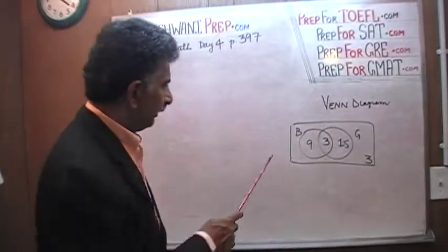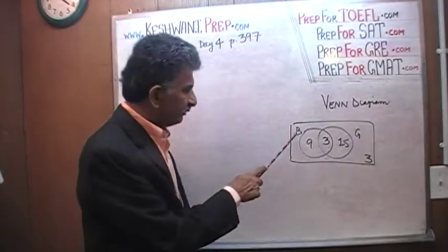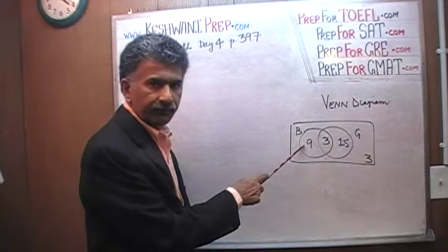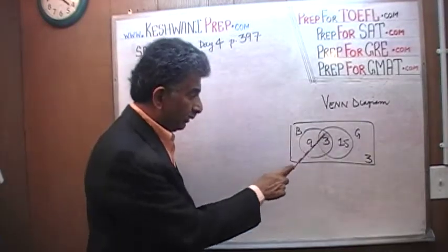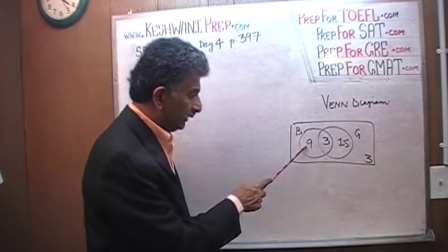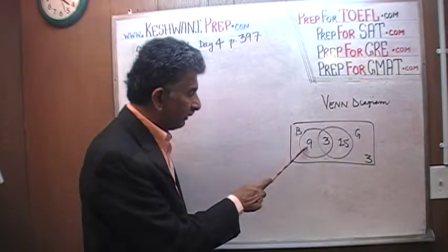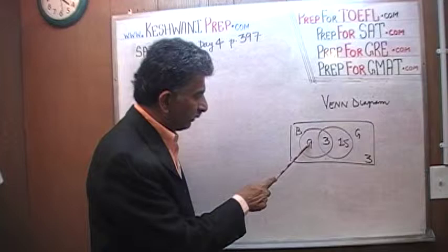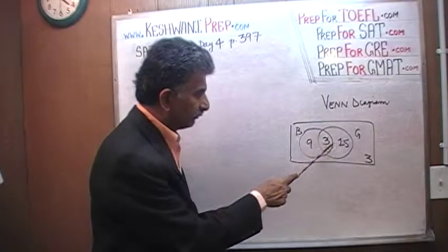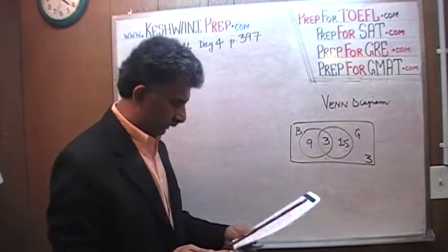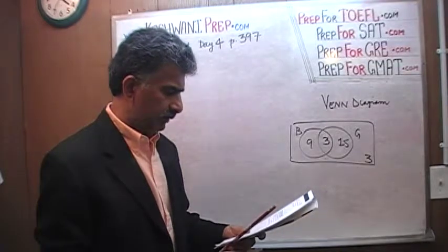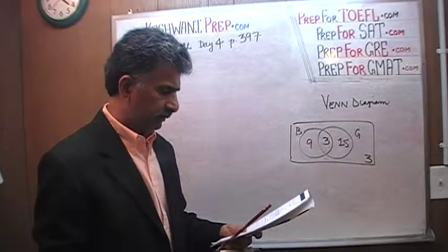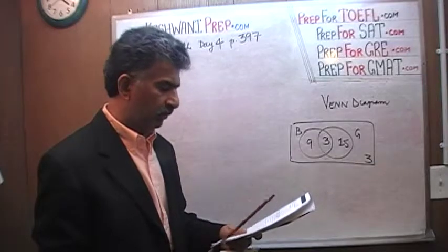One more time. This 9 tells us that there are 9 people who study only butterfly. There are 12 people who study butterfly altogether, but out of the 12 people who study butterfly, only 9 of them study only butterfly. The remaining 3 of the 12 people who study butterfly also study grasshoppers. I hope I'm reading it correctly. The Venn diagram shows distribution of 30 science students who study butterfly, grasshopper, both or neither.